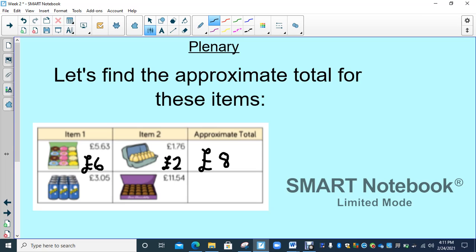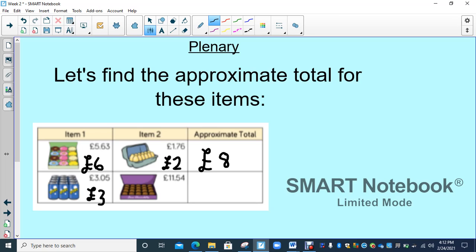And then we've got £3.05 for this fizzy pop or whatever it is. I need to be looking at the cost, which is £3.05. The nearest to this, and being very careful of those two digits after the decimal point, I know that this will be rounded down to the nearest pound. Imagine it on a number line, and that's £3.